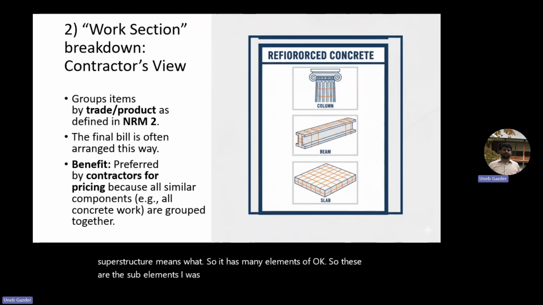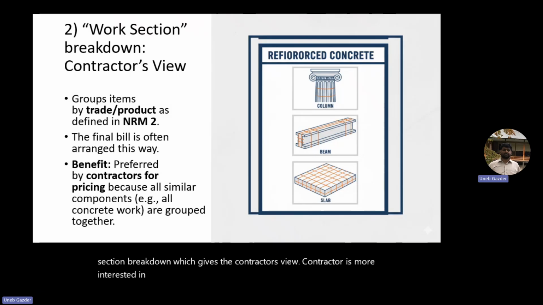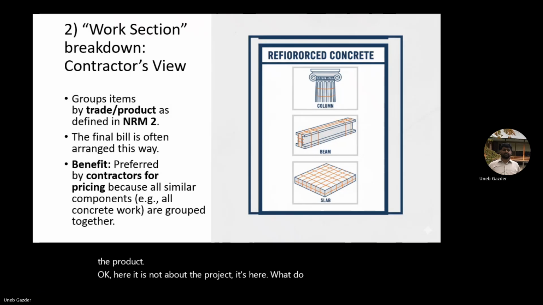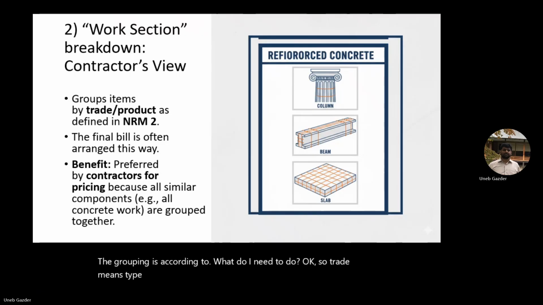Then we have the work section breakdown, which gives the contractor's view. The contractor is more interested in this. So you group the items according to the trade and the product. Here it's not about the project, it's about what I need to do. The grouping is according to what I need to do. Trade means type of work.